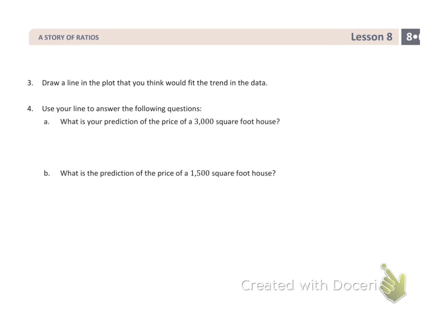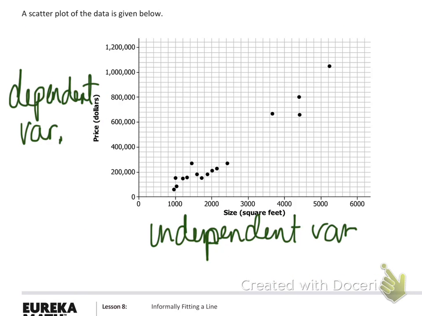Okay, so exercise 3 asks you to draw a line in the plot that you think would fit the trend in the data. And then we're going to use your line to answer the following questions. Predict the price of a 3,000 square foot home and a 1,500 square foot home. This would be most valuable if we could compare our answers with others, but we're going to go ahead and work on this ourselves. So go ahead and draw a line that you think best fits that data. Pause the video and do that.